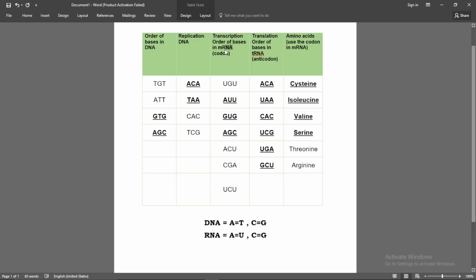This time, we're going to be using RNA to DNA, which is right here. So A becomes T, C becomes G, then U becomes A. Next, we got C becomes G, G becomes C, and then A becomes T.